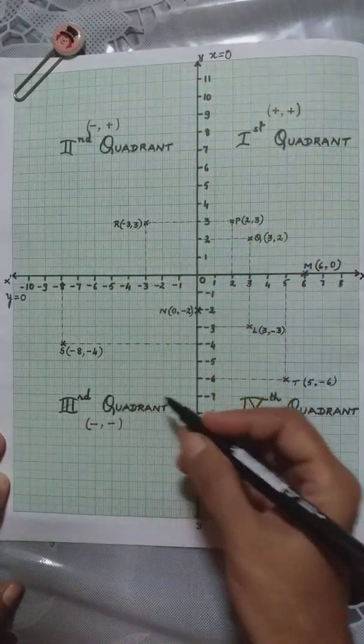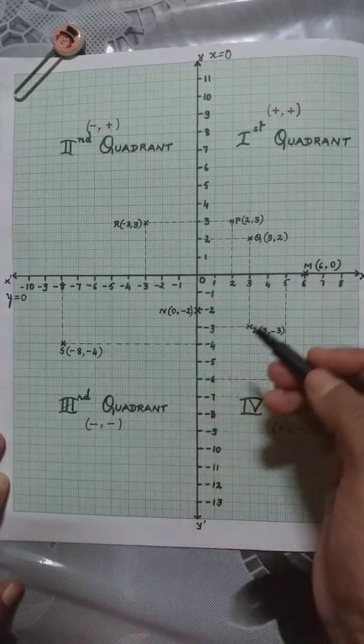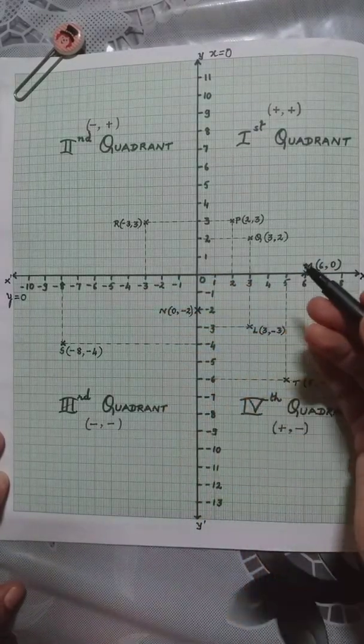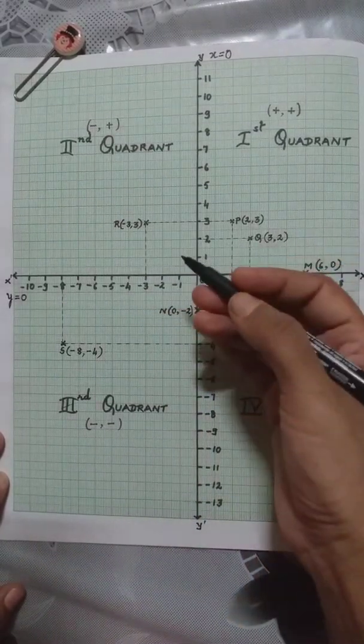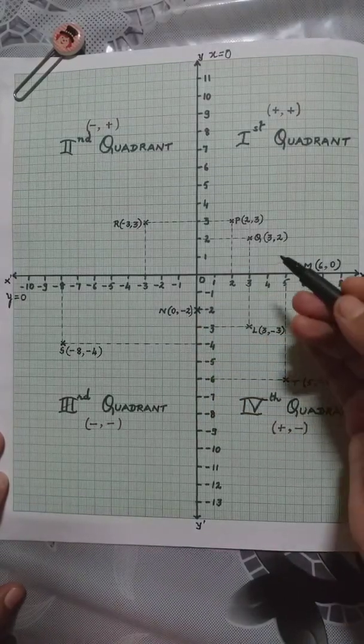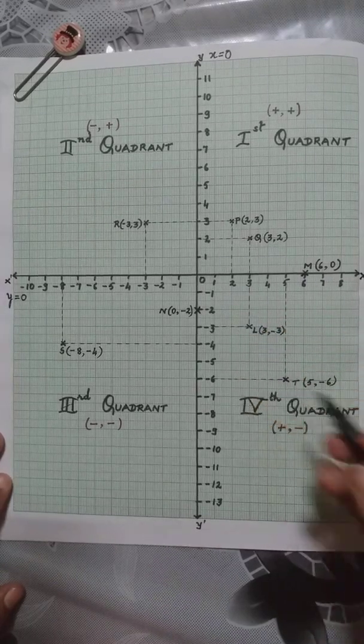So, having this knowledge of the signs of the coordinates of points and knowing in which quadrant each point will lie, we can now proceed to the first exercise of this chapter.